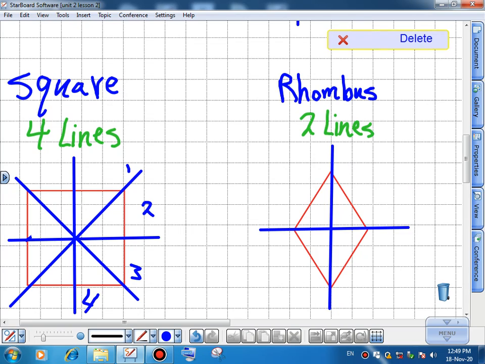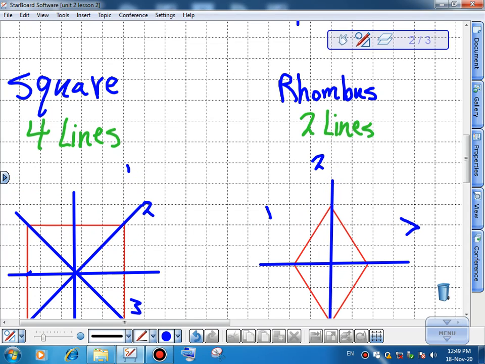Okay, line of symmetry. So a rhombus, any rhombus with any side length, has only 2 lines of symmetry. 1, 2 lines.